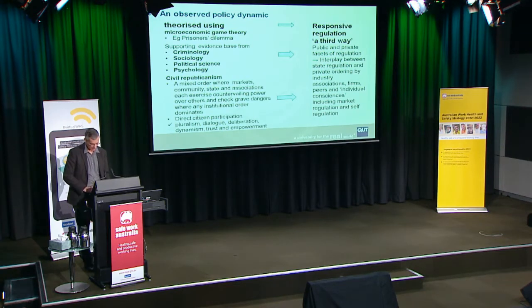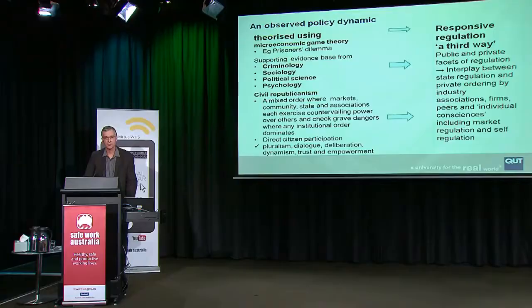Now, the key player in responsive regulation is John Braithwaite, and I'm giving this talk in Canberra, and John works just down the road at the Australian National University. And it started with an observation about a policy dynamic. So it starts off with an empirical observation about how things work best, and then over time it's theorized. And there's a large debate involving lots of academics and policy people. So I just want to talk briefly about what underpins responsive regulation, the theories underpinning it. And the first thing is microeconomic game theory. Now that may not be a term familiar to most of you, but let me talk about it briefly.